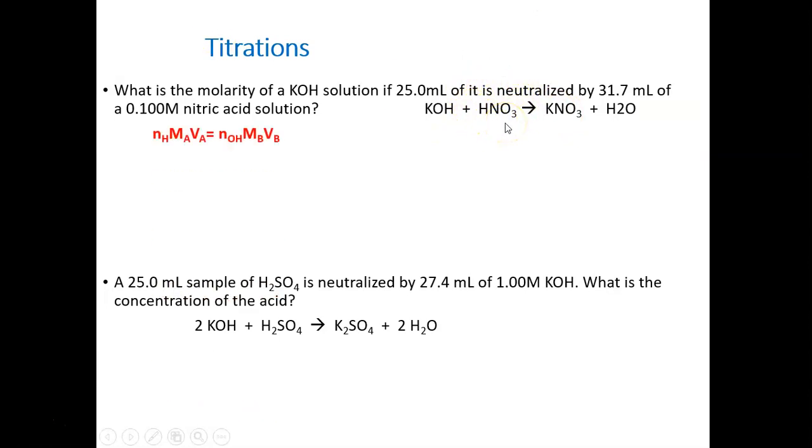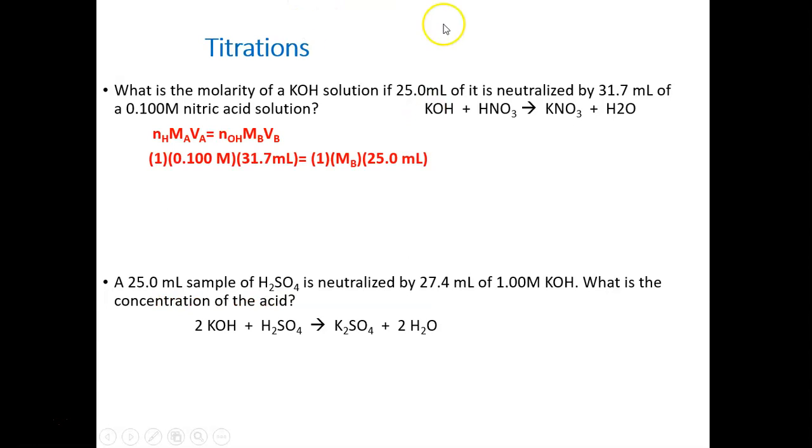So I'm going to use my titration formula. Now, when I try to figure out the values for NH and NOH, I'm not going to look at any coefficients in the equation. I'm just going to look at the formula of the acid and the base. So when I look at the formula of the acid, there's only one hydrogen in it. When I look at the formula of the base, there's only one hydroxide. So in this particular example, NH is 1 and NOH is 1.